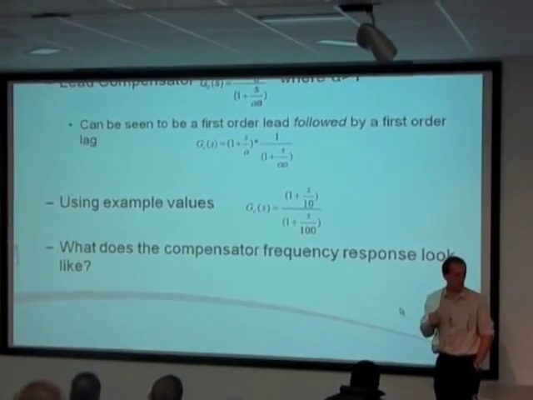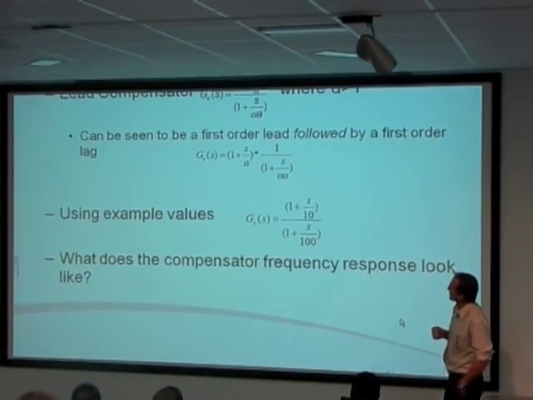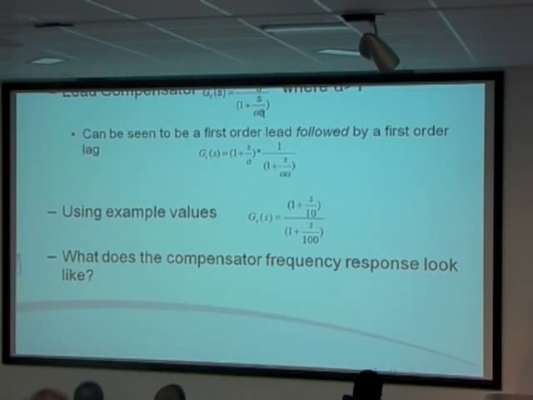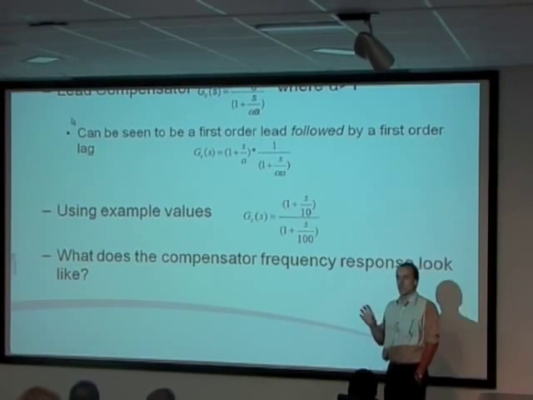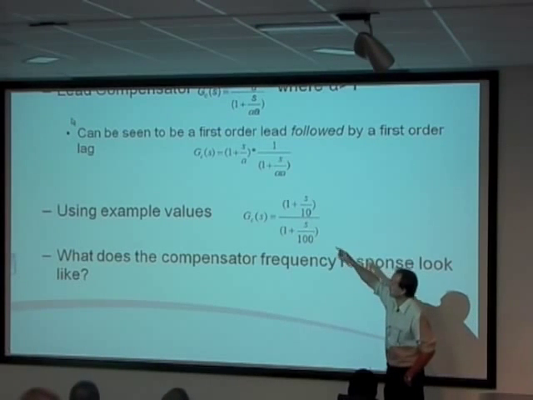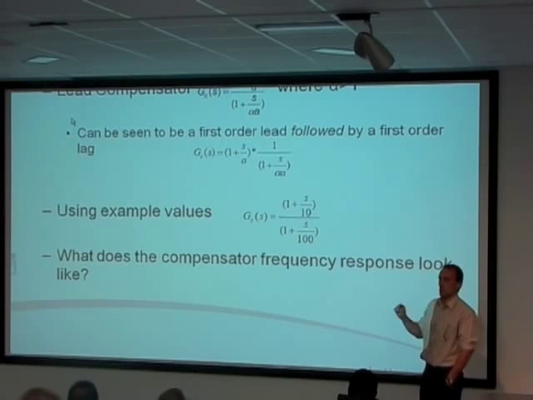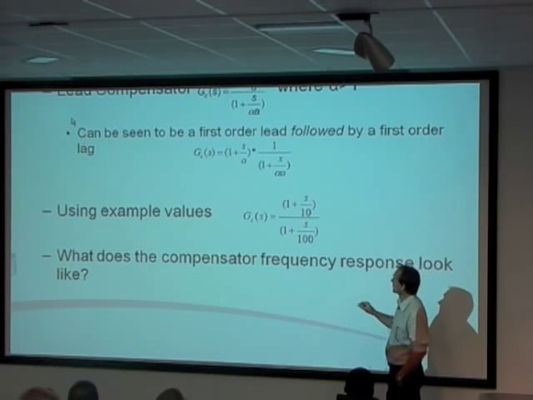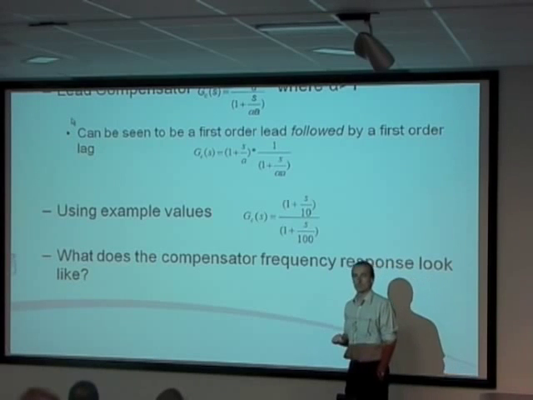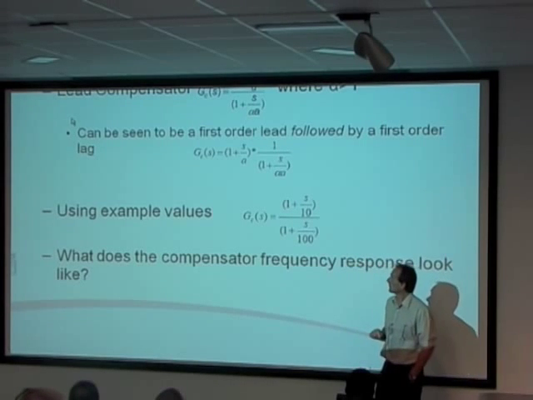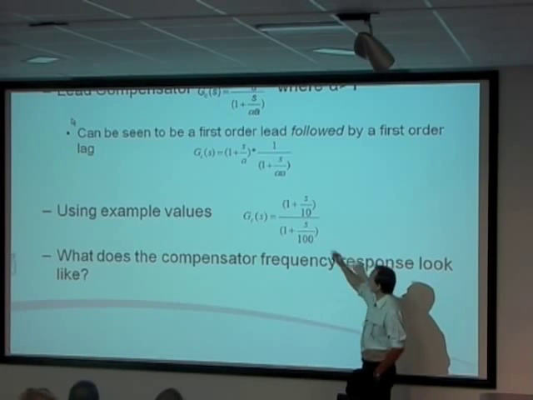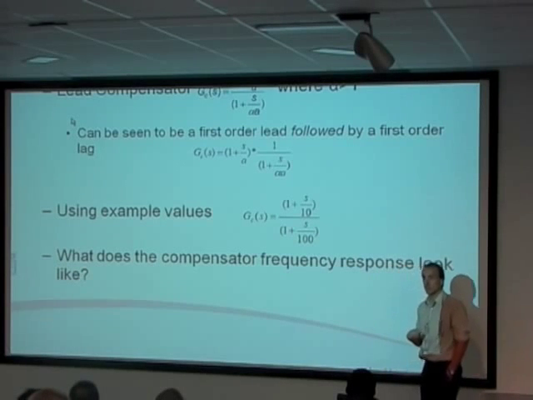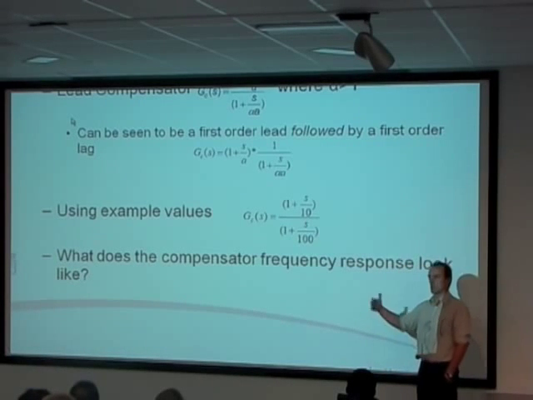Okay, again, apologies for it chopping off the top. The lead compensator, I can't drag that down now. If you look at the lead compensator, all it is, it's a first order lead, 1 plus S upon A, followed behind at a higher frequency by a first order lag. Okay, so alpha is bigger than 1, which means that the corner frequency for the lag comes afterwards. It's at a higher frequency.